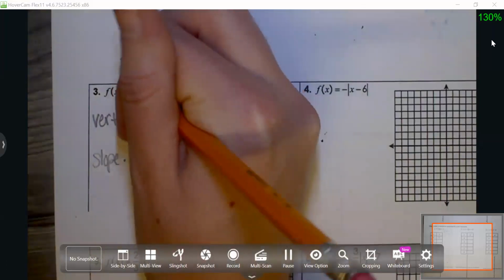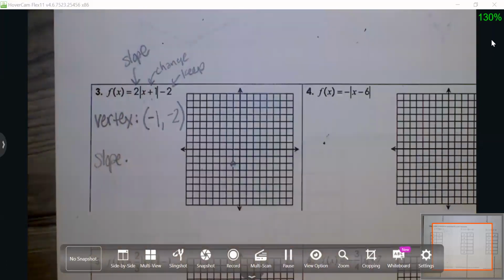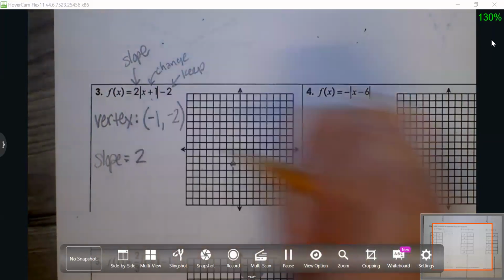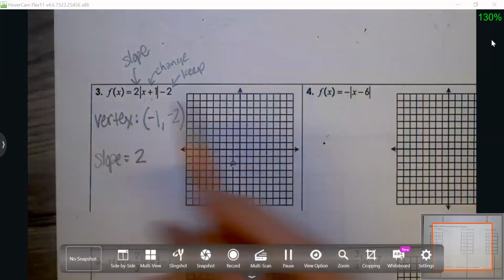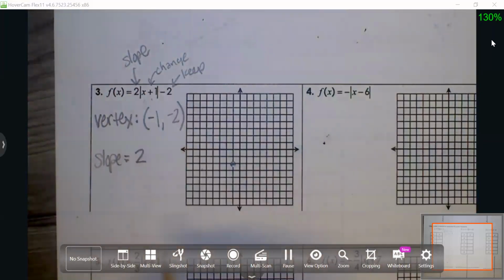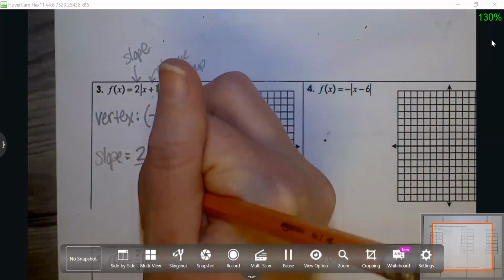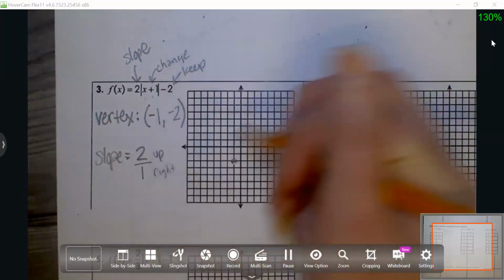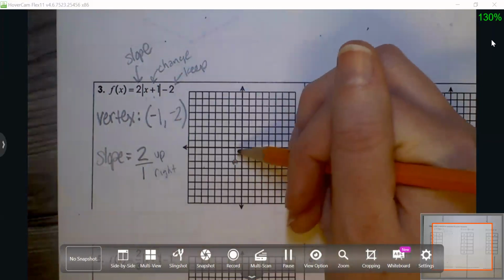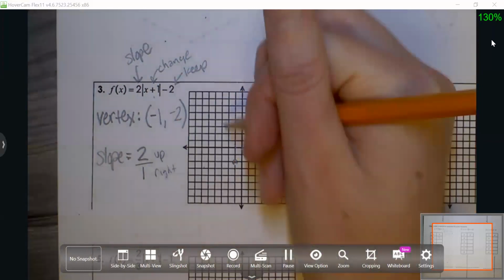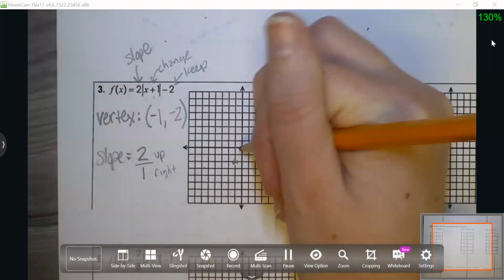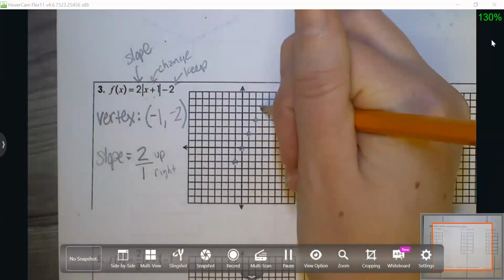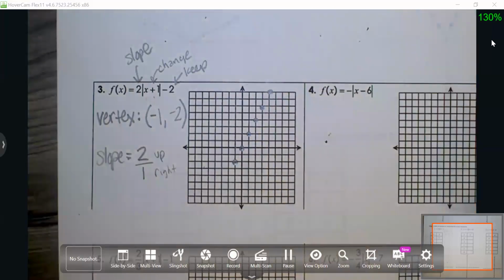But now I'm going to move according to my slope. Your slope is going to be whatever number is in front of that absolute value symbol. So here, my slope is 2. Anytime it's not a fraction, I'm going to rewrite it as 2 over 1. So I'm going up 2 and to the right 1. I'm going to go from this point, count up 2 and to the right 1, and make a new point and repeat that process. Up 2 and to the right 1 until I run out of space.